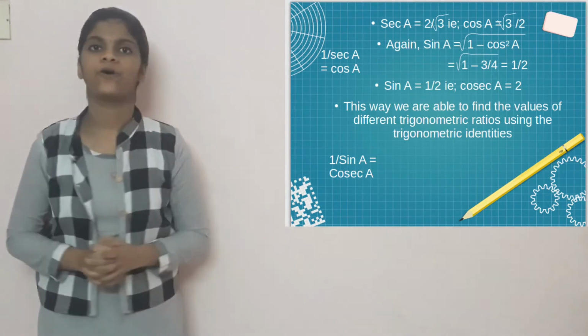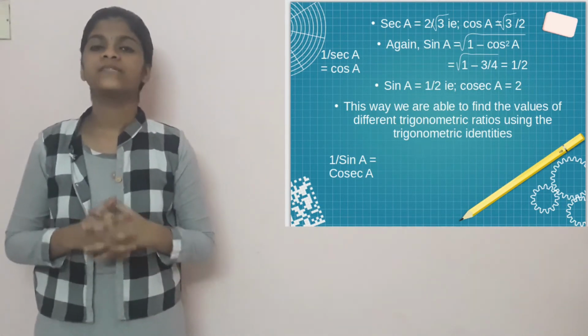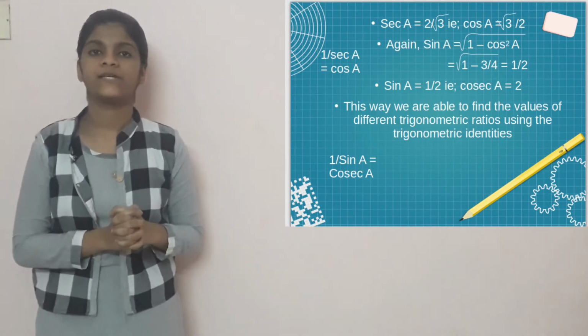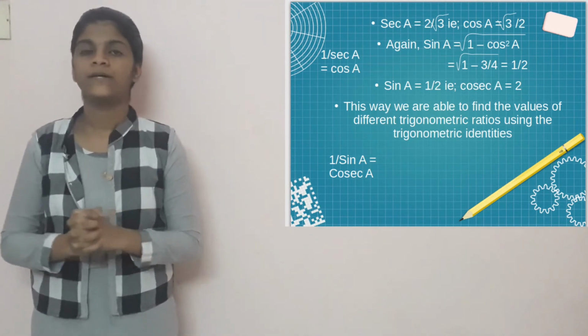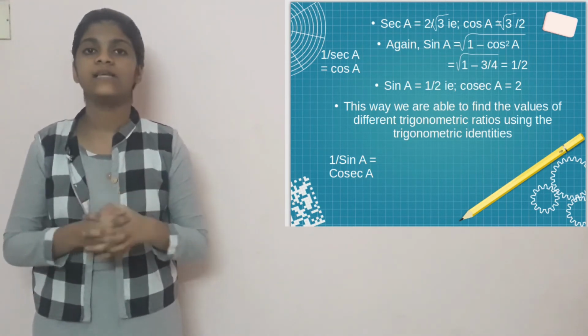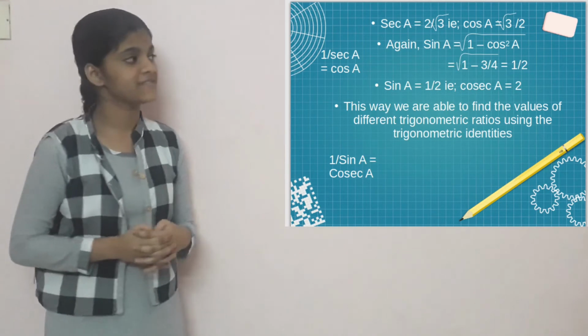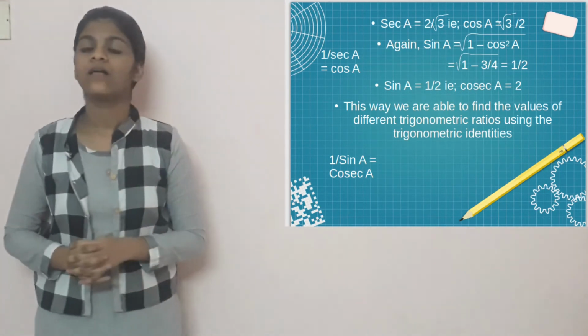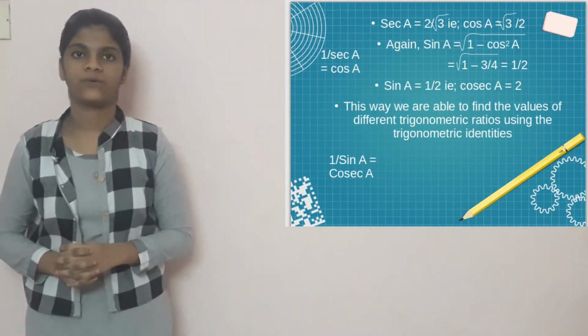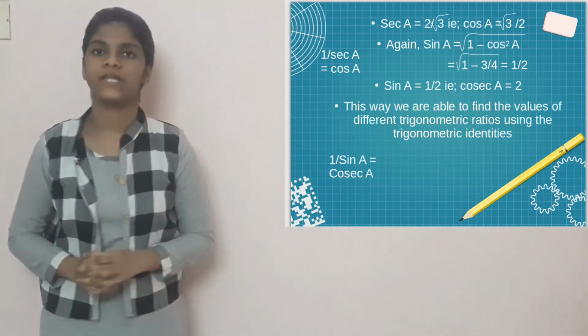Now we got the value of sec A. And from this we can say that cos A is equal to root 3 by 2, because cos A is the reciprocal of sec A. And if sec A is 2 by root 3, then cos A is the reciprocal of 2 by root 3, or it is equal to root 3 by 2.